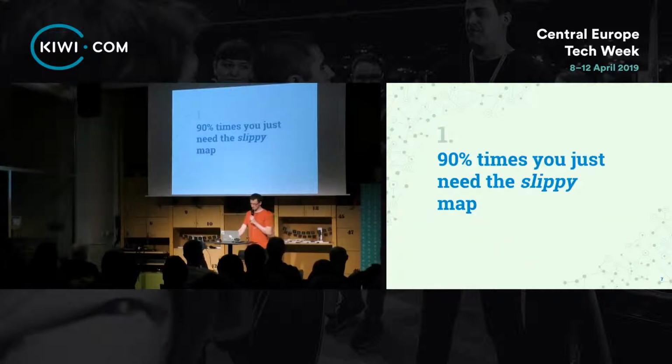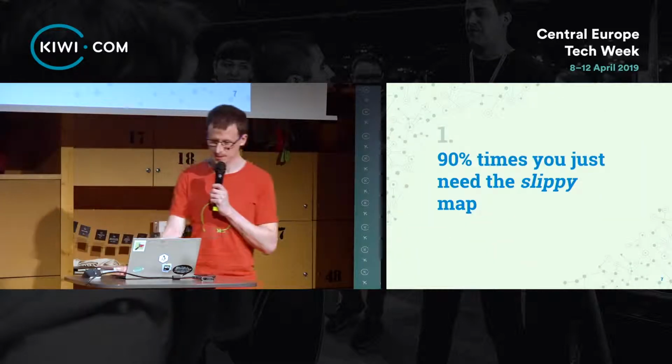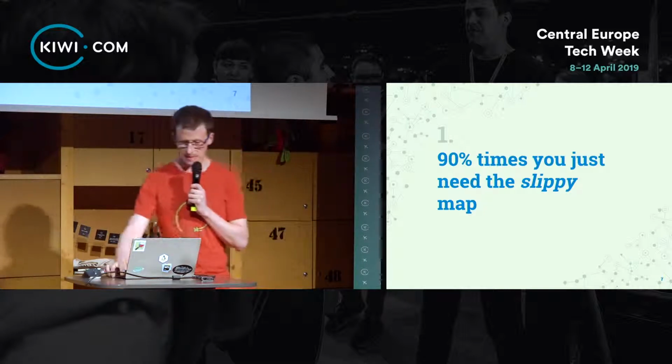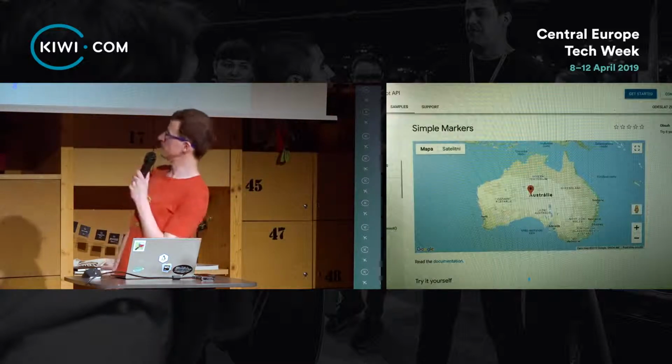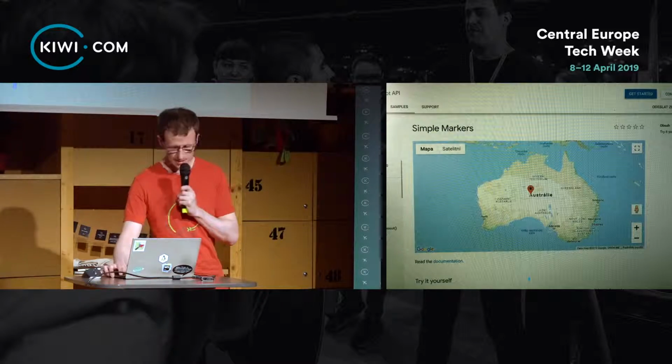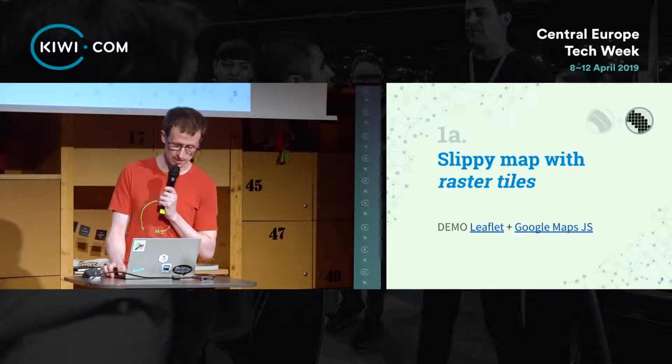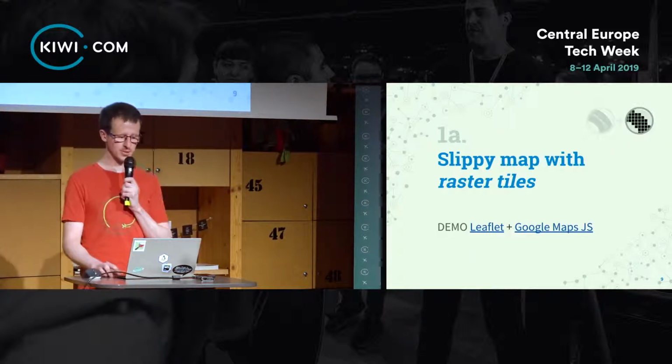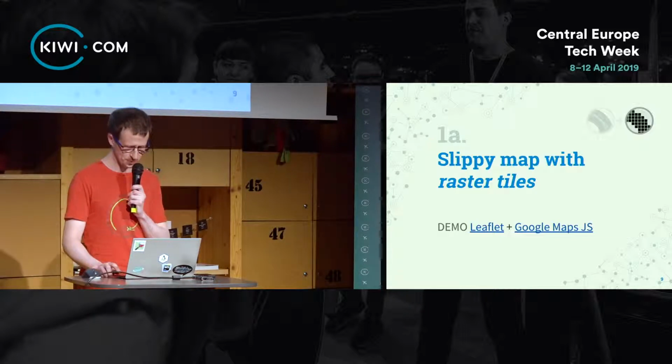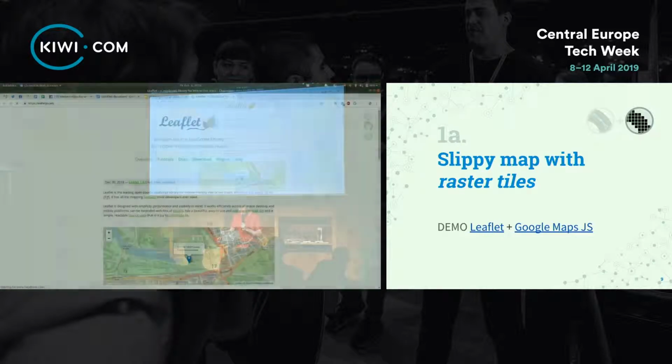Okay. Well, you know that 90% of the time you just need this Slippy map. This is called Slippy map, maybe in some slang, but it is this simple map. Usually it is used with raster tiles. So I will show you how it works inside. So let's see how it works in presentation mode.